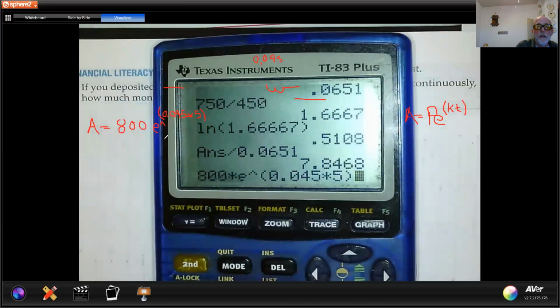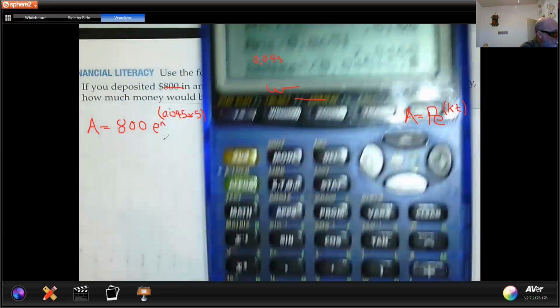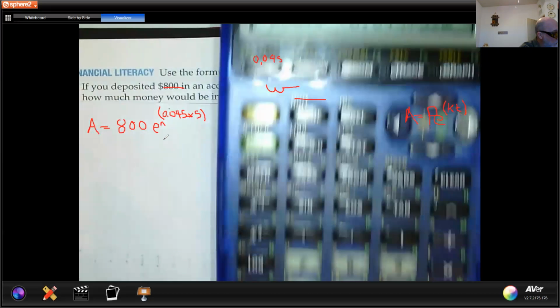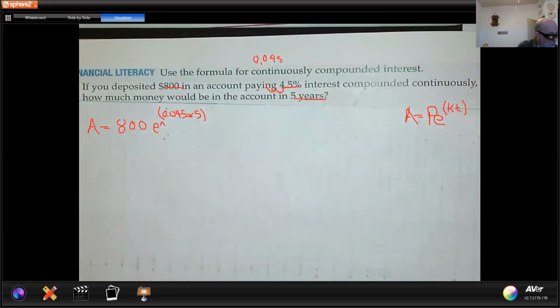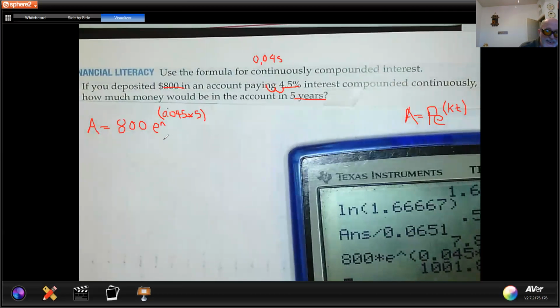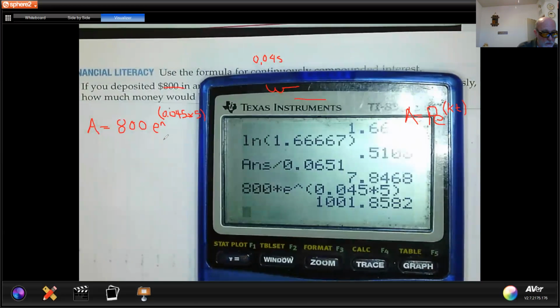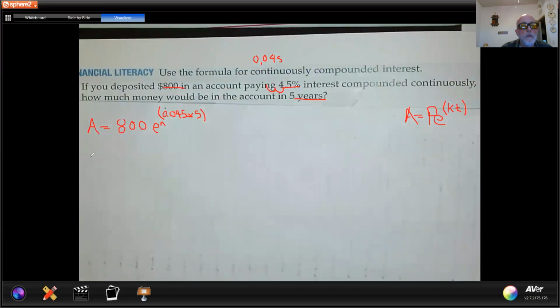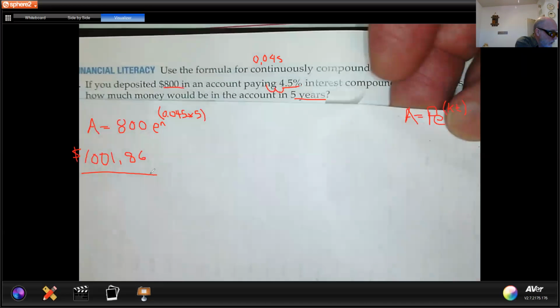Okay, so mine looks like that. Yours should look just like that. 800 times E to that. Where'd that E come from? I did second, and then I did natural log right here. That's where the E came from. All right, how much money is that? $1,001.86. Let's round it up. Money only has 2 decimal places. $1,001.86. Woo-hoo. We got some money there, right? Left it in there 5 years, 4.5% interest. That's what we got.